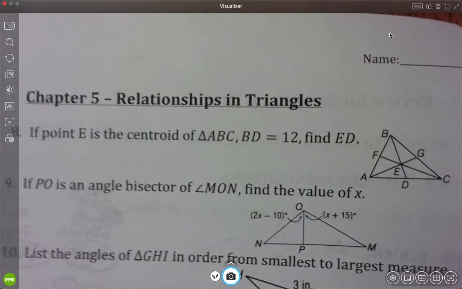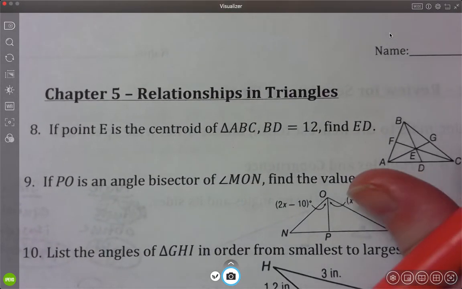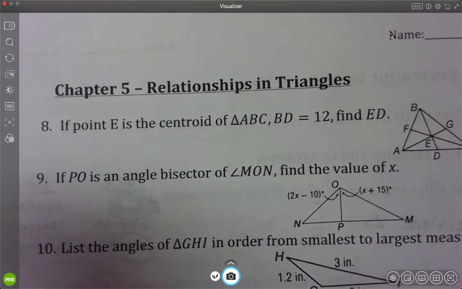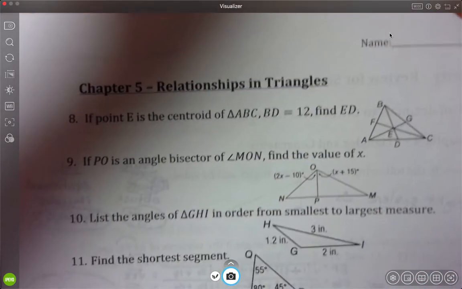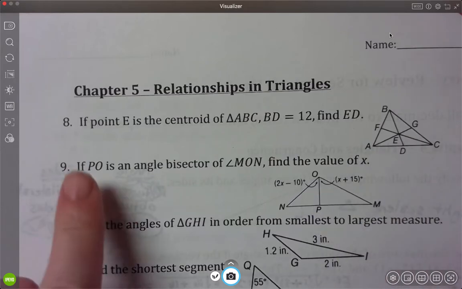We talked about relationships in triangles, okay? So this was the centroid and the angle bisector and all that good stuff, okay? So I don't know if you remember doing a sheet that said, like, rules of centroids and all that good stuff. So we're going to kind of refresh our brains here.